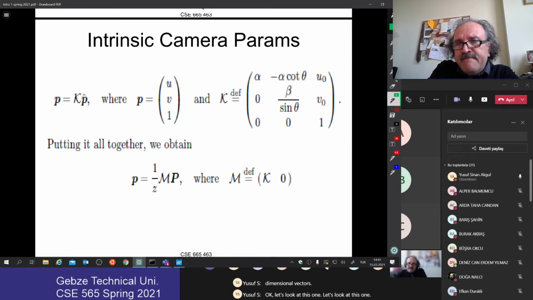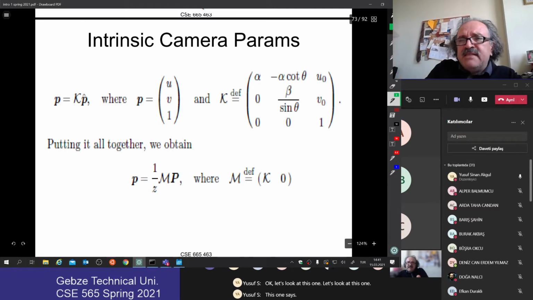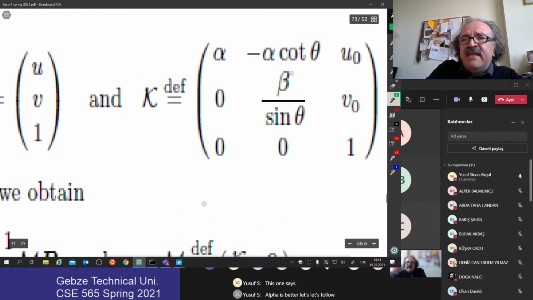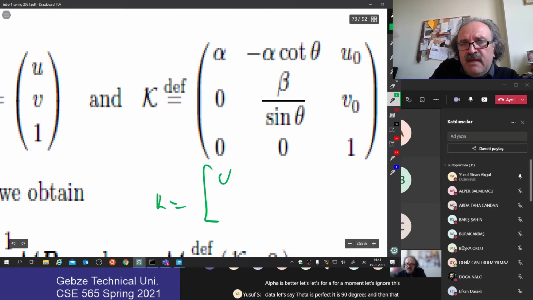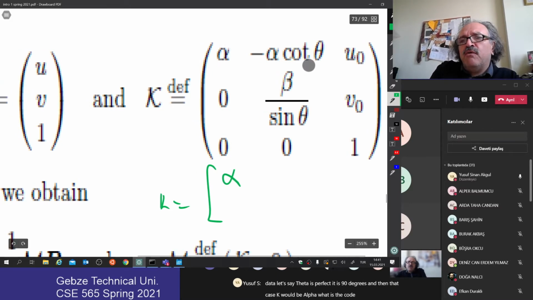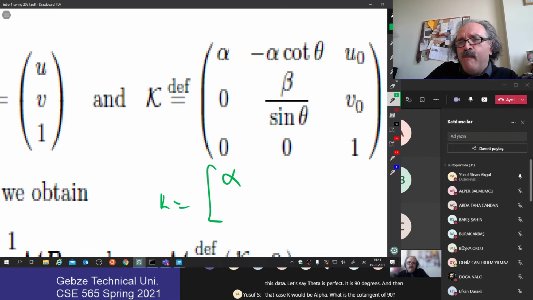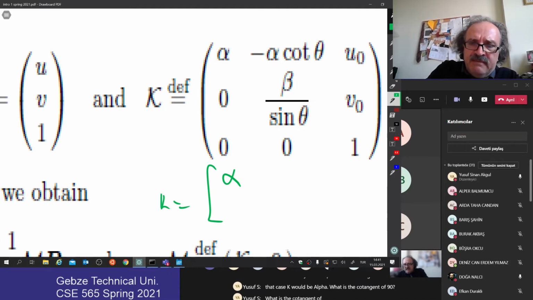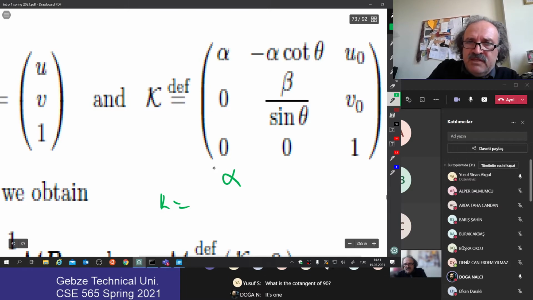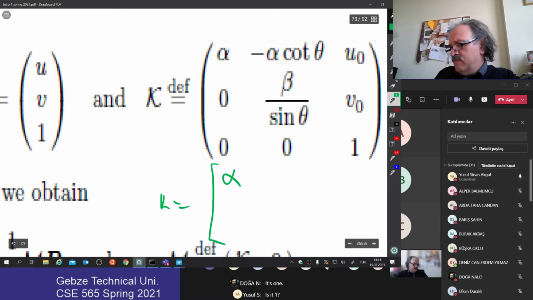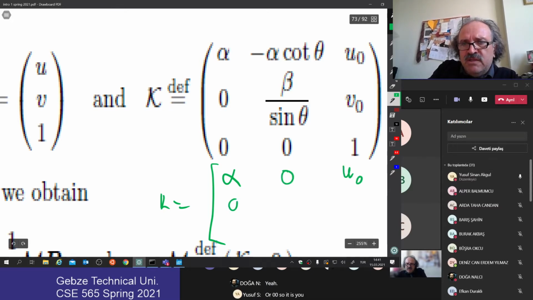This one says alpha is beta. For a moment, let's ignore this theta. Let's say theta is perfect, it is 90 degrees. In that case, K would be alpha. What is the cotangent of 90? It's 1. Is it 1 or 0? 0? Okay, it is 0. So it is u0, 0, beta, and this is v0.